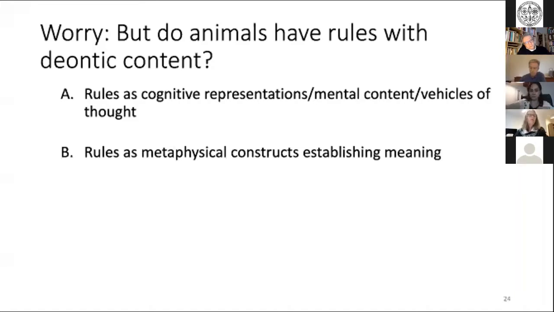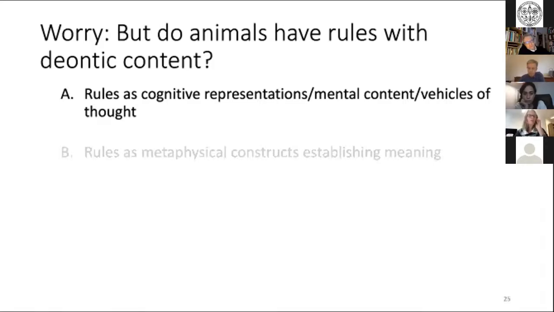I just want to end by coming back to this worry about whether finding evidence of normative regularities in animals is going to be evidence of animal normativity, because we might still wonder whether animals have rules with deontic content, as many of the accounts and descriptions of social norms seem to require. Now, there are at least two ways of thinking of rules. We can think of rules as cognitive representations, or something having to do with mental content, or vehicles of thought. Or you could think of rules as metaphysical constructs that establish meaning.